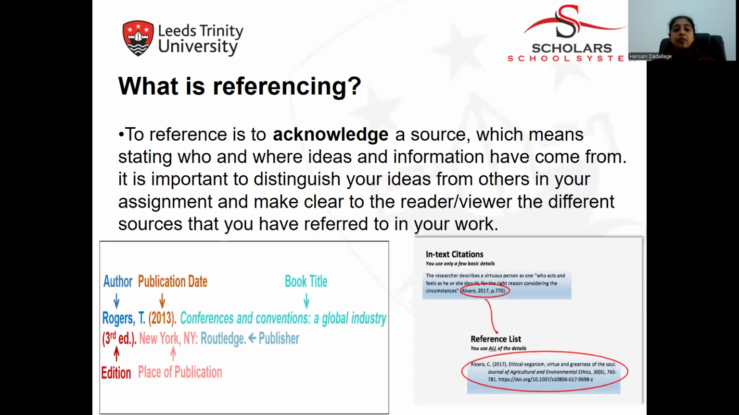Right, moving on to referencing. So it is important that you have the references in your academic writing. So once you have done the conclusion, you have to list your reference list.